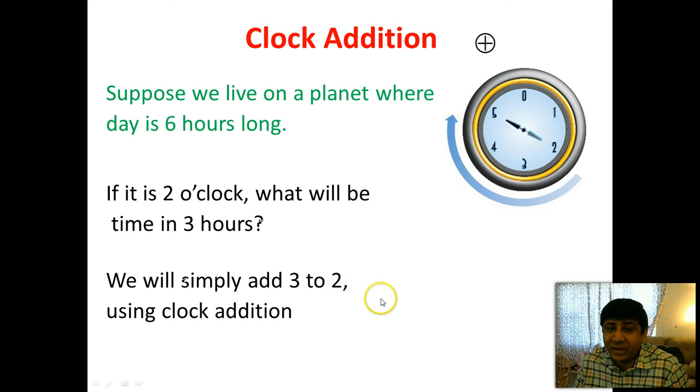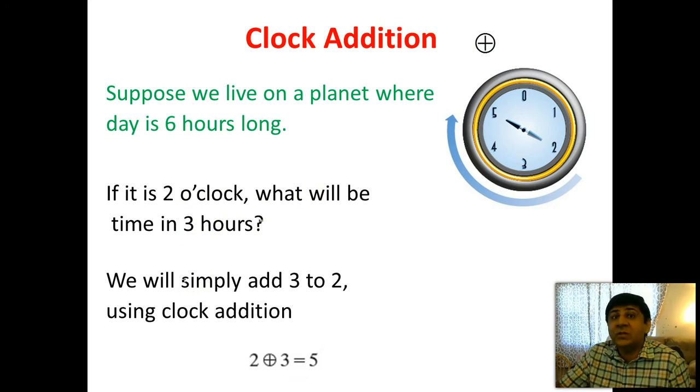So we'll simply add 2 to 3. The answer is 5, and we don't have to worry about anything. Why? Because 5 is still on the clock. So we just add the numbers and remain inside the clock. That's how you do clock addition: 2 plus the special plus 3 equals 5. This is called clock addition. Now things will get different if I had asked you what will be the time in 13 hours or 7 hours. Then we'll go outside the clock and have to look at it logically.